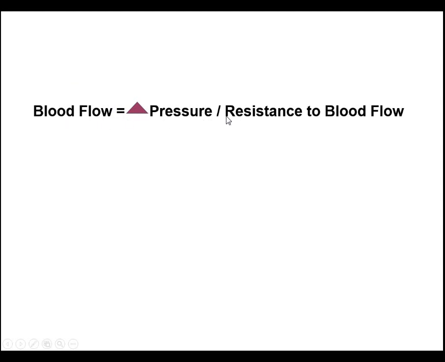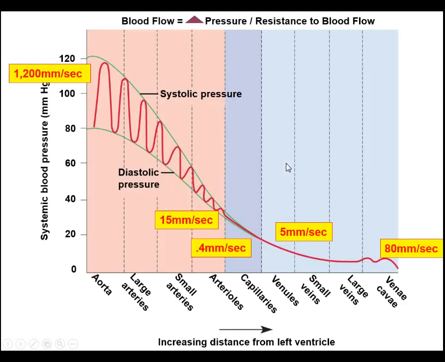Now, blood flow is indirectly related to resistance to flow. If resistance goes up, for whatever reason, if there's more friction or length of the vessel or decrease in radius, whatever, if resistance goes up, blood flow goes down. And when resistance goes down, blood flow goes up. So that's what these relationships are for this equation. Let's take a look at what that means.